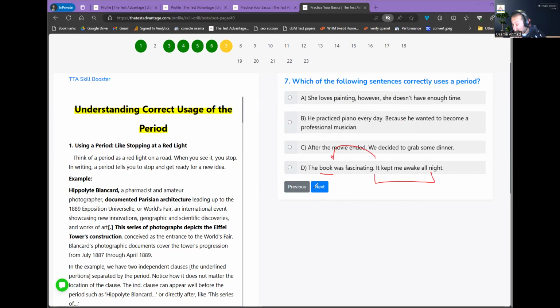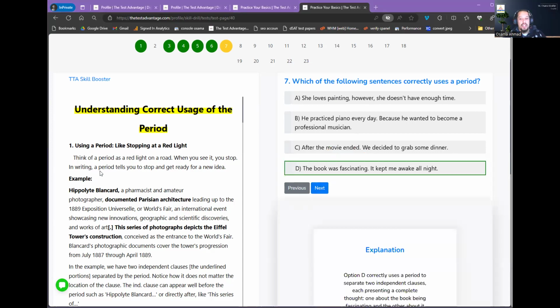That's so strange. Don't you know what pronouns do? I know. So what kept me awake? It. What is it? The book. The book. Number 8. Let's see if there's any issues here.